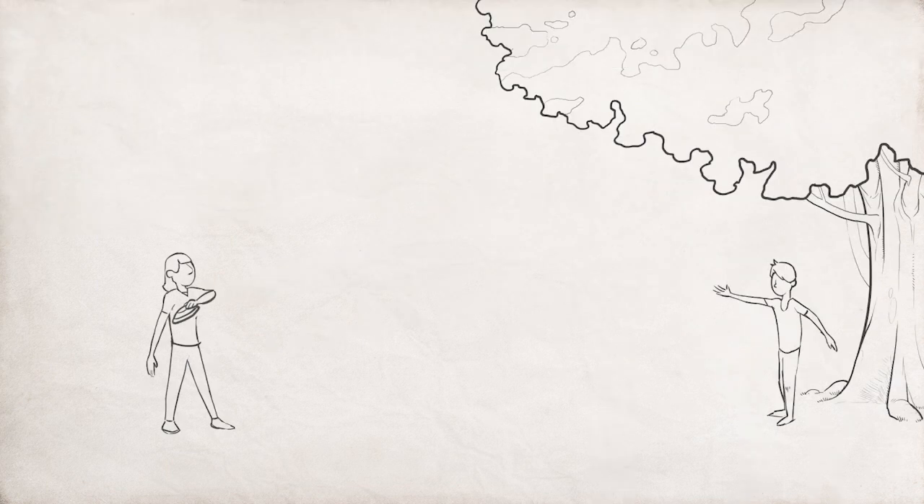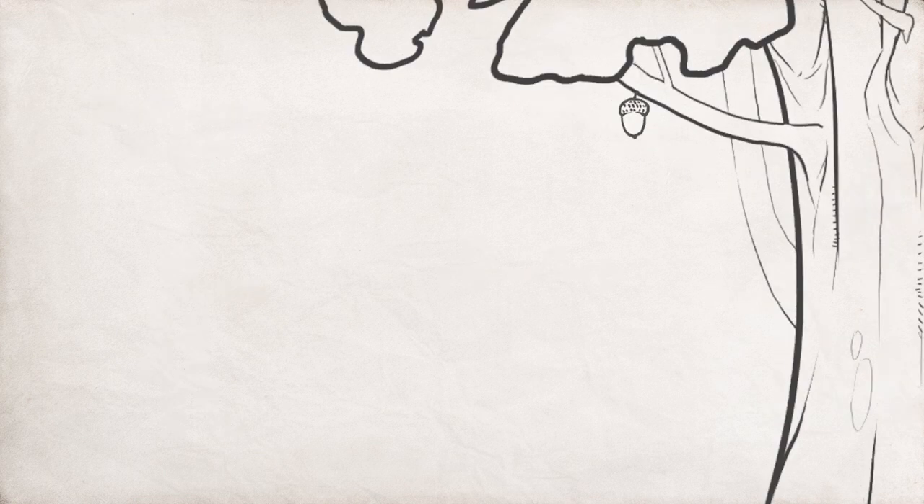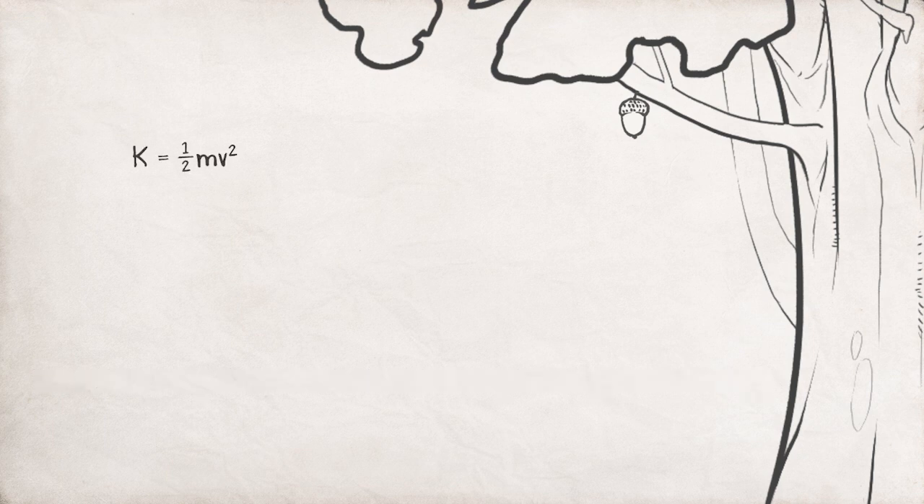Before we tackle the concept of energy conservation, we need to start with kinetic energy. Kinetic energy is associated with motion. Does the acorn attached to the tree have any kinetic energy? The correct answer is no. It does not have any kinetic energy when it is attached to the tree. When attached to the tree, the acorn is stationary and therefore has no kinetic energy.